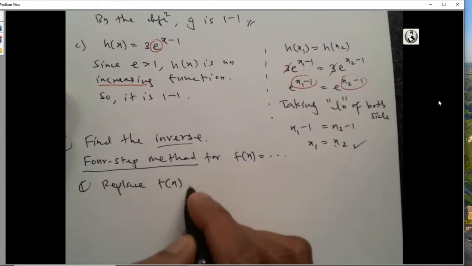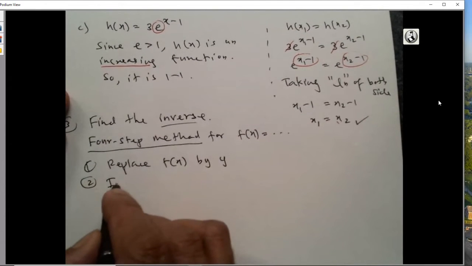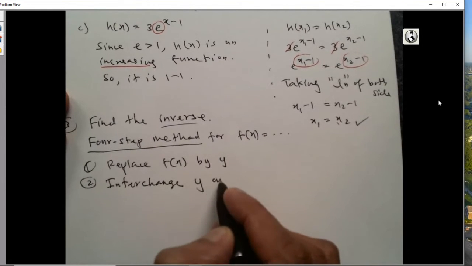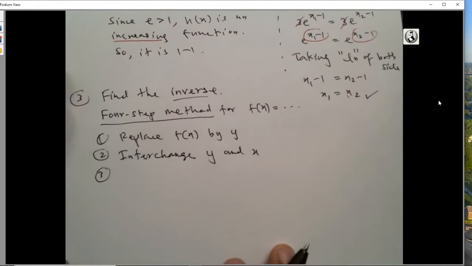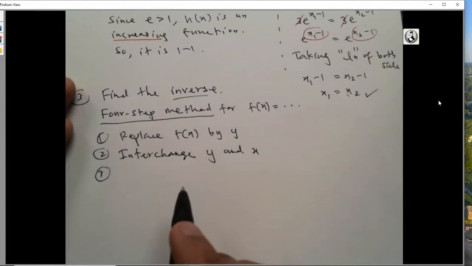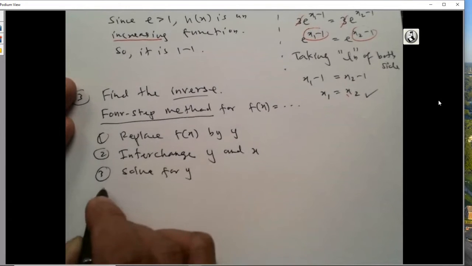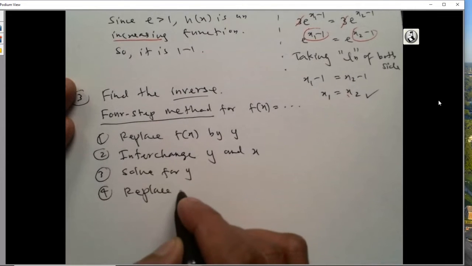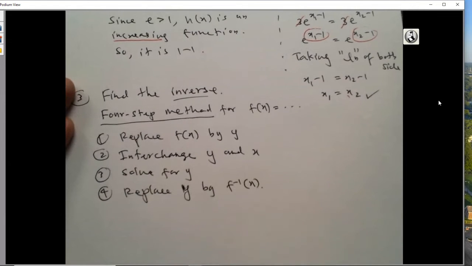Replace f(x) by y. The second step, interchange y and x. Third step, what's the third step? Anybody? Solve for y. What's the fourth step? Replace y by f inverse of x. That's the fourth step. So we use the four-step method.